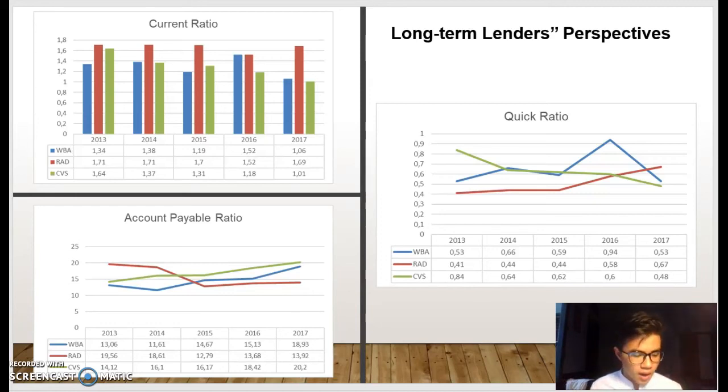To conclude, after analyzing and processing figures of all three companies, CVS should be the one concentrated on to invest.